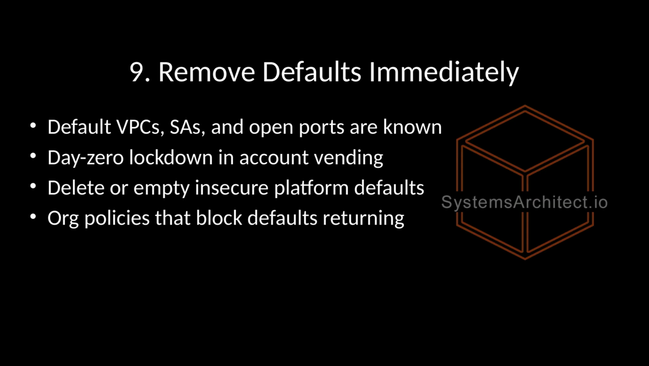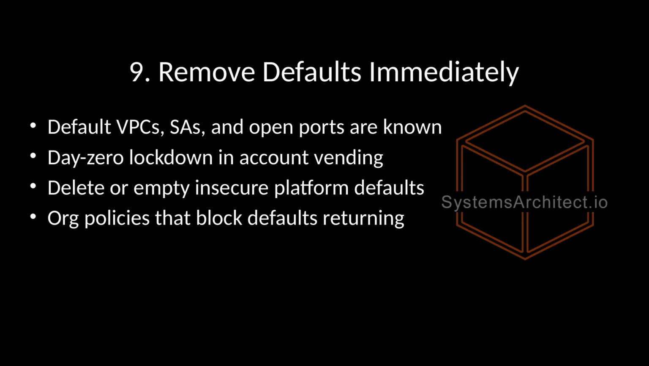Ninth, remove defaults immediately. Platforms ship defaults that favor ease over security. Default VPCs, default service accounts, default admin ports, and open-ish access policies that attackers already know. Default AWS VPCs can place instances on public subnets with public IPs. Default GCP compute service accounts often hold Project Editor. Ports 22 and 3389 are scanned first. Bake day zero automation into account vending. Delete or lock defaults, strip default security group rules, enable audit logging before any team deploys workloads.